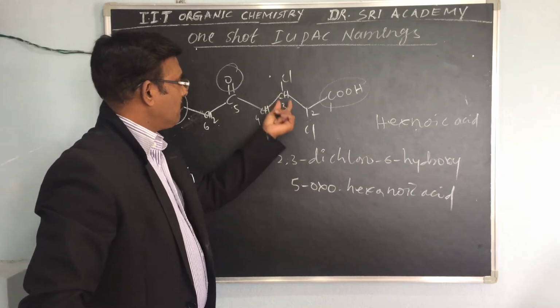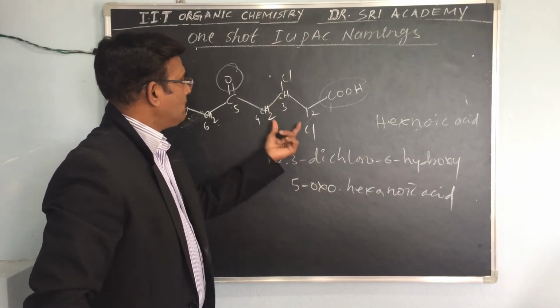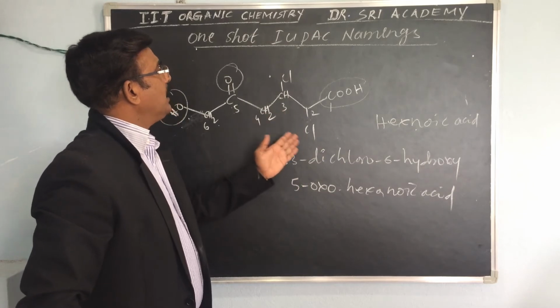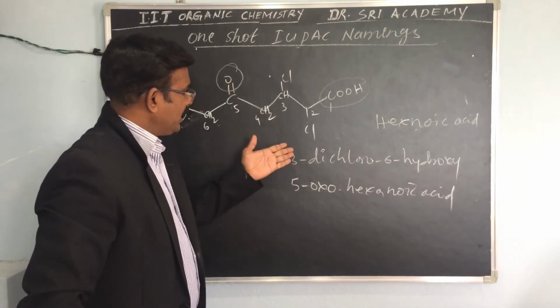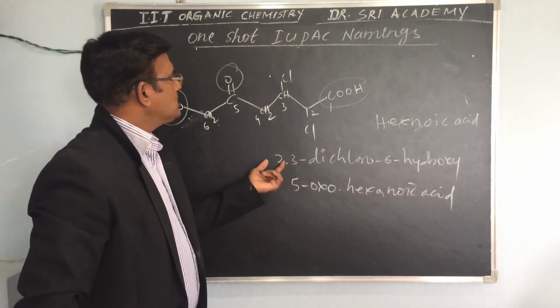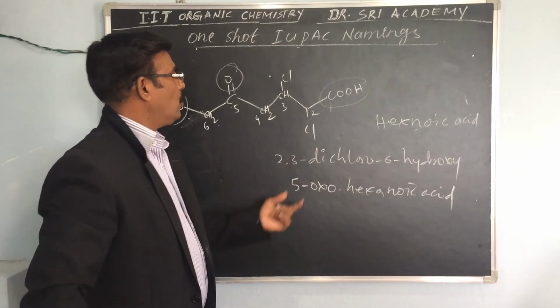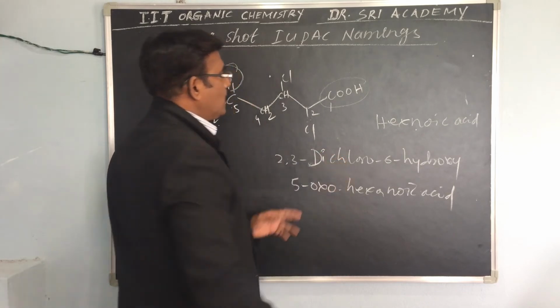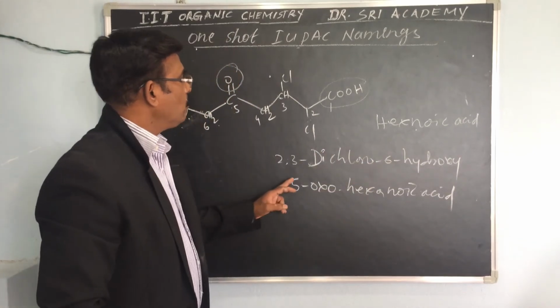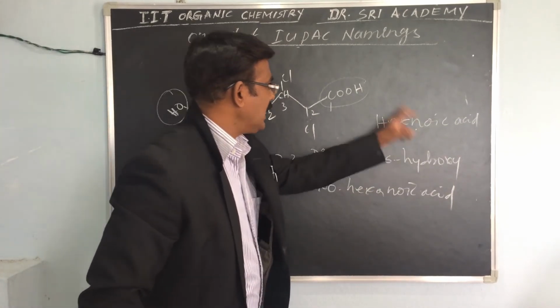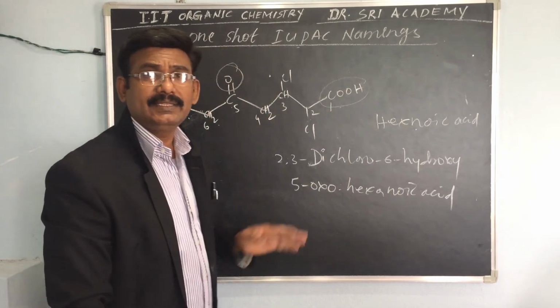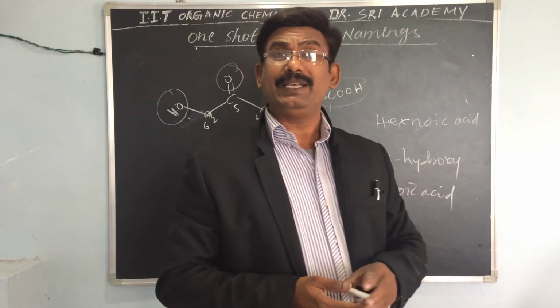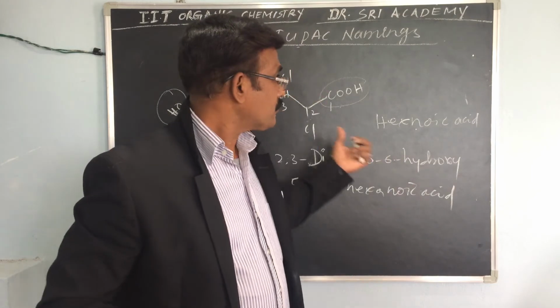Two chlorines are there, that is the reason for dichloro. Position 2 contains one chloro, position 3 contains one more chloro, so we say di. If one more is there, tri. So simply 2,3-dichloro, and the first letter is a capital D. Dichloro, 6-hydroxy, 5-oxo, hexanoic acid. This is the complete example of IUPAC naming by the one-shot method.